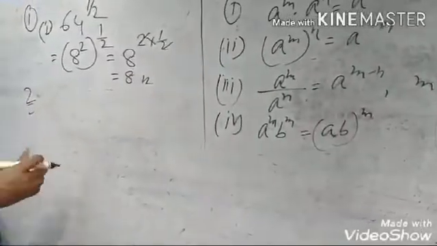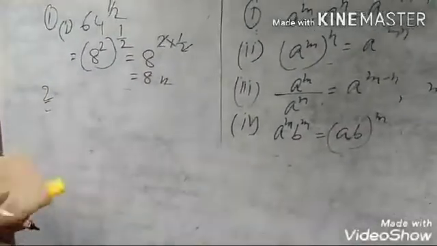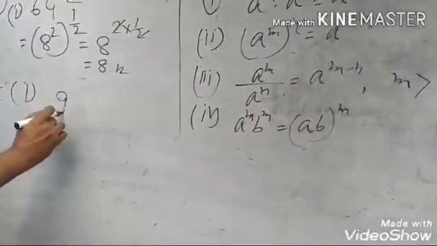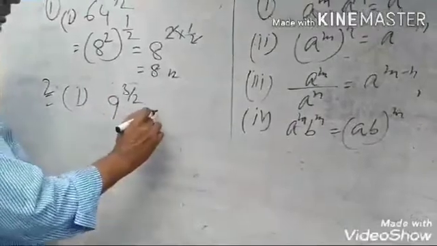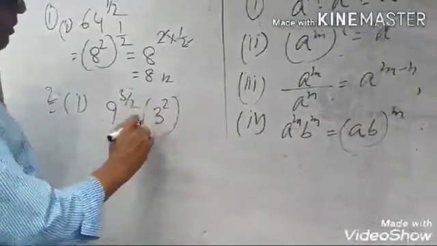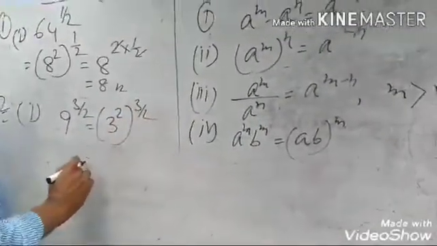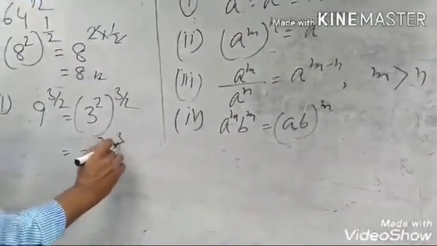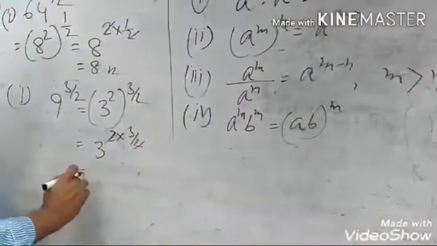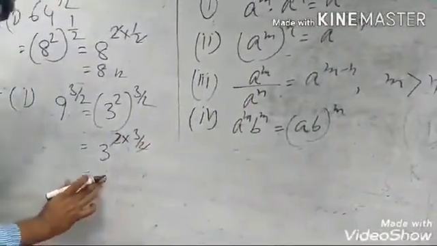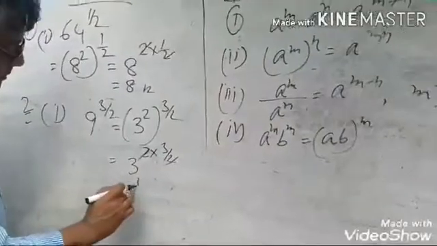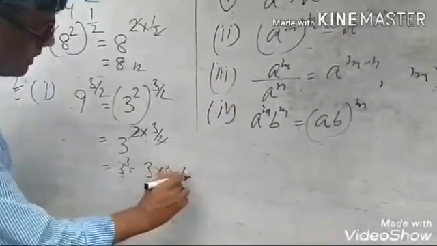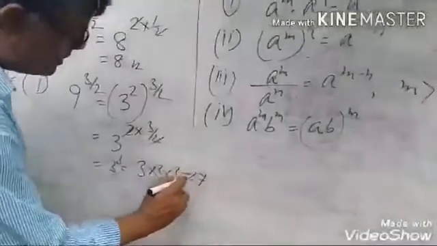Question number 2. 9 to the power 3 by 2 equals, we know that 3 square whole to the power 3 by 2 equals 3 to the power 2 into 3 by 2. That means 3 cube, equals 3 into 3 into 3, the result is 27.